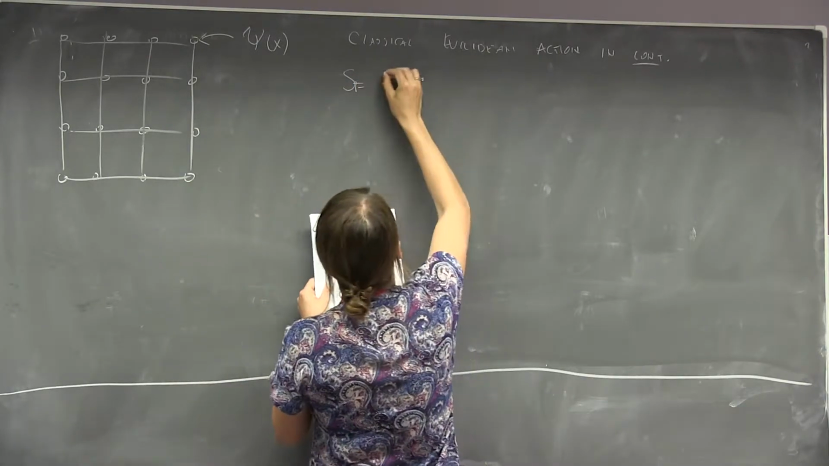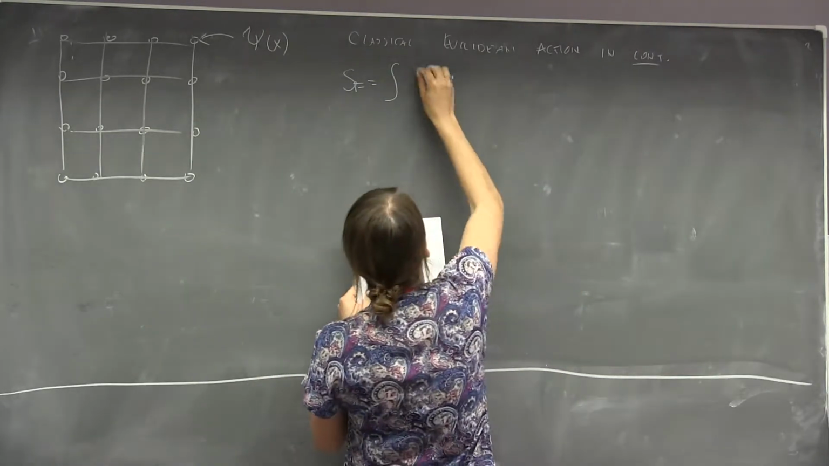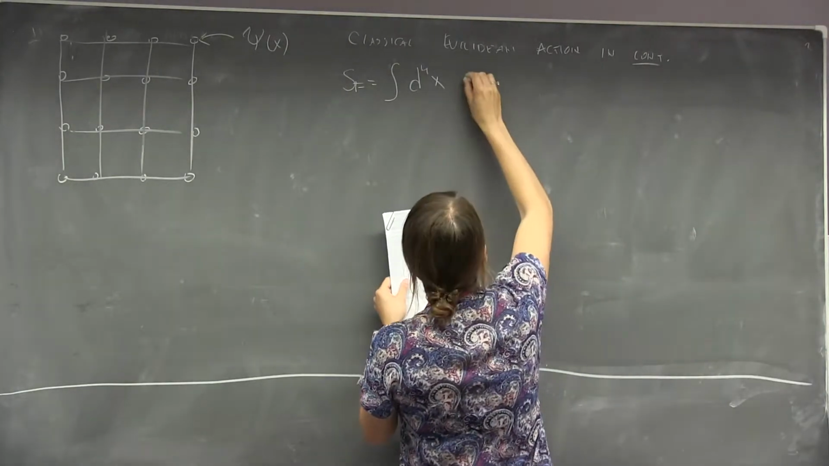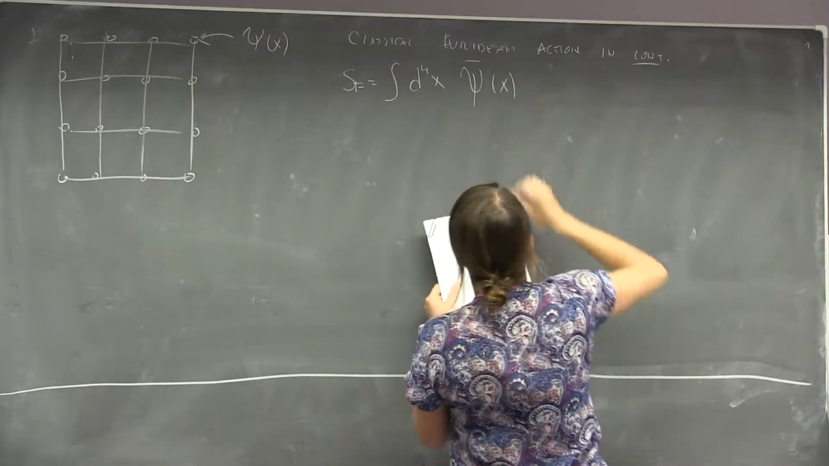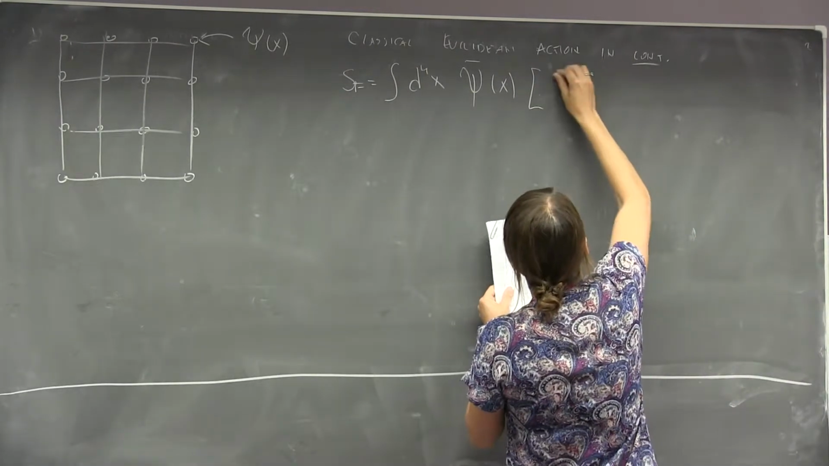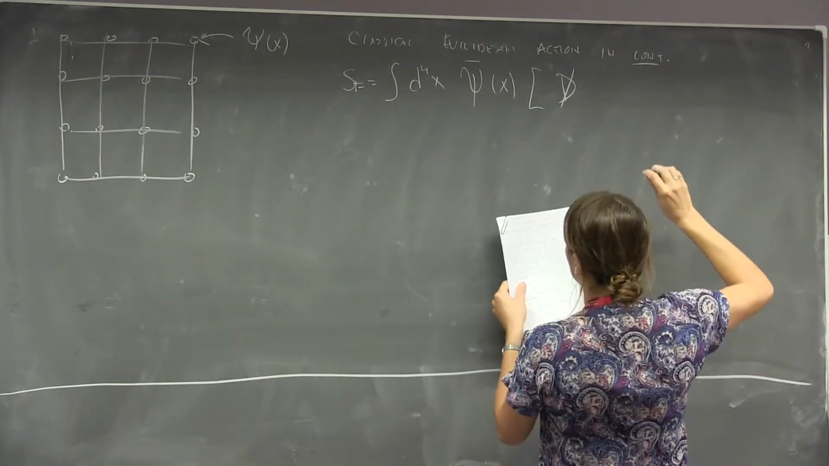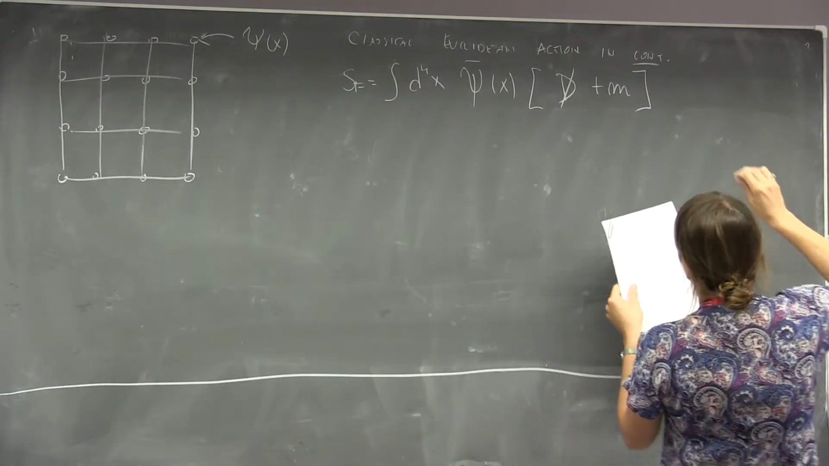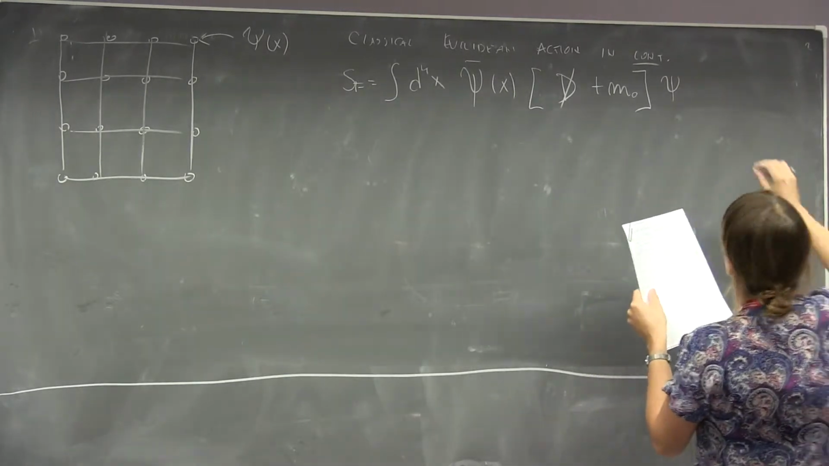So similarly as for scalar field theories, we can write down the QCD action in Euclidean spacetime, where D slash is the covariant derivative plus m0, acting on psi of x.